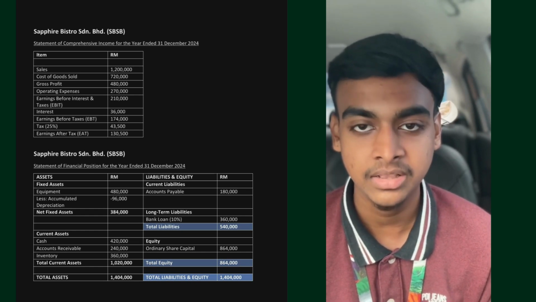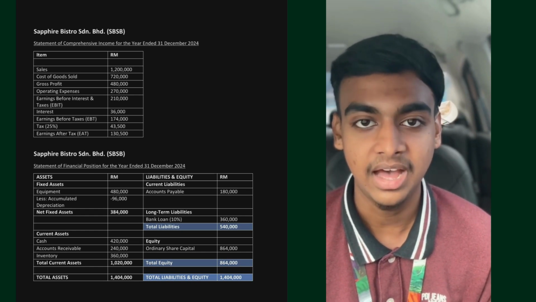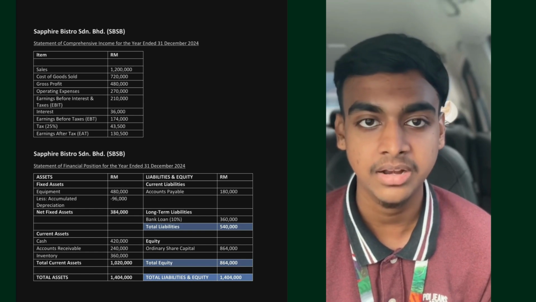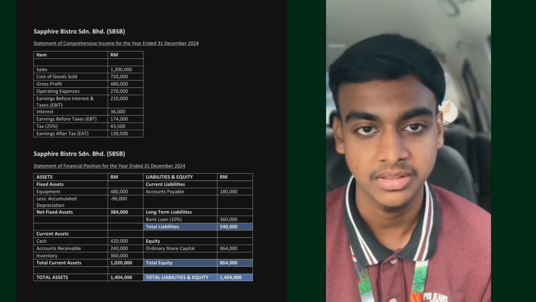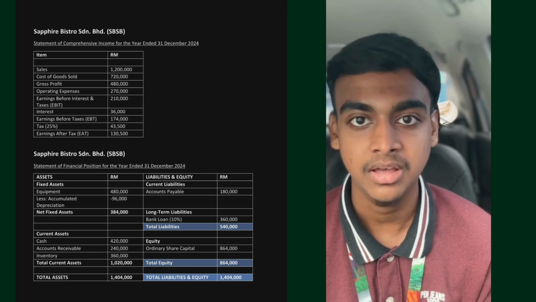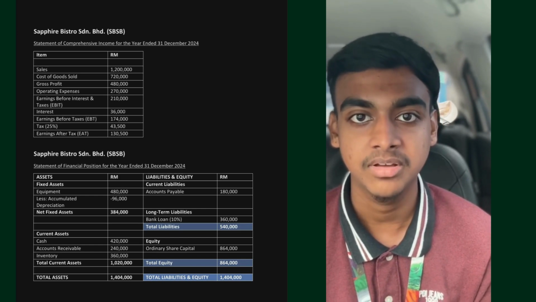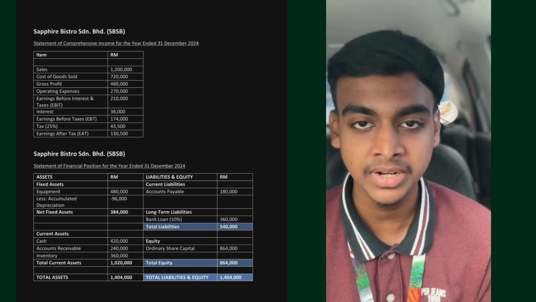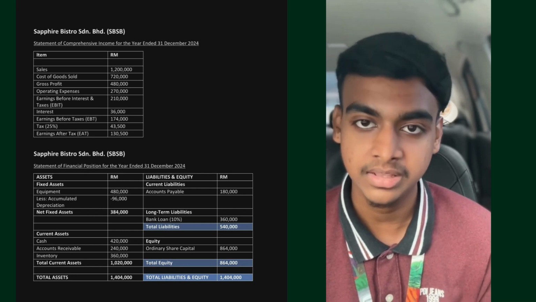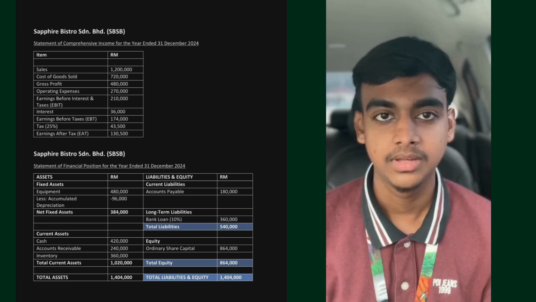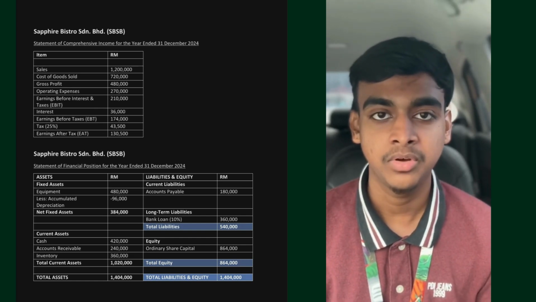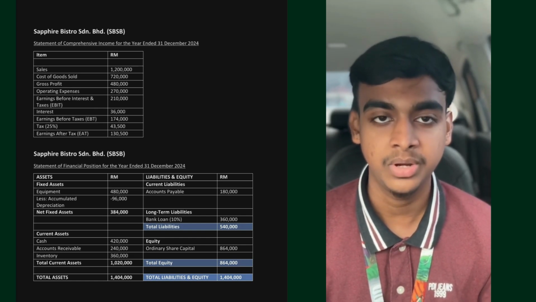Interest 36,000. Earnings before tax 174,000. Tax 25%, 43,500. Earnings after tax 130,500. Statement of financial position for the year ended 31 December 2024.